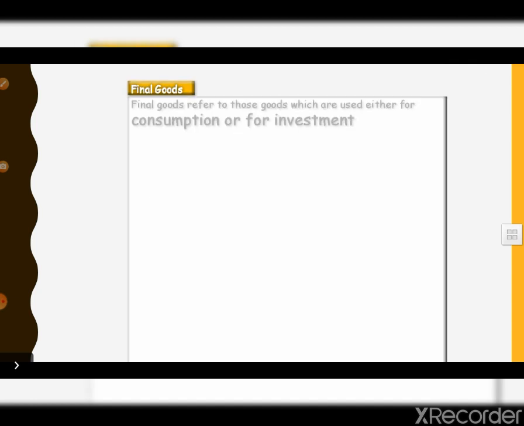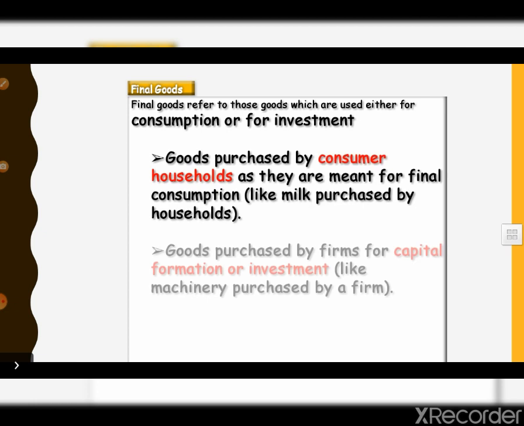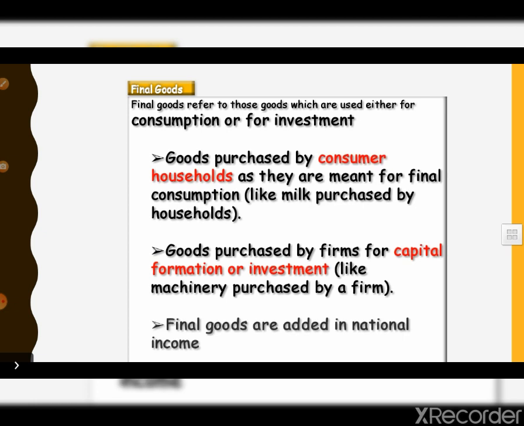Now, final goods. Generally speaking, final goods are those goods which are either for consumption, that is consumer goods, or for investment. Goods purchased by consumers are meant for final consumption, but goods purchased by firms are meant for investment. Final goods are those goods whose value is added in the national income. We saw that in intermediate goods the value is not added, but in final goods the value is added.